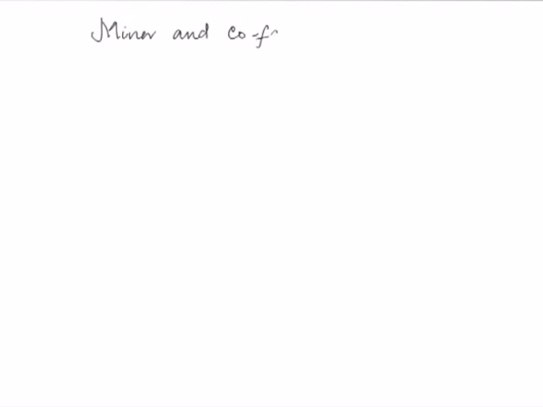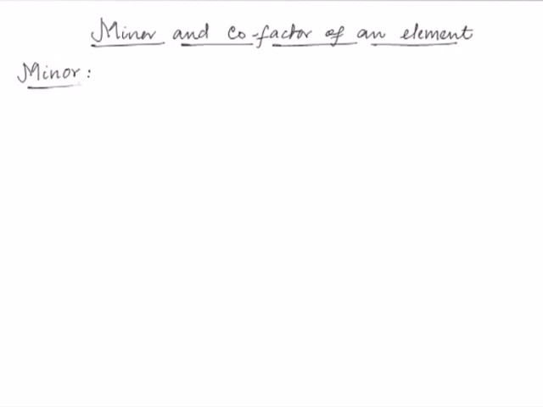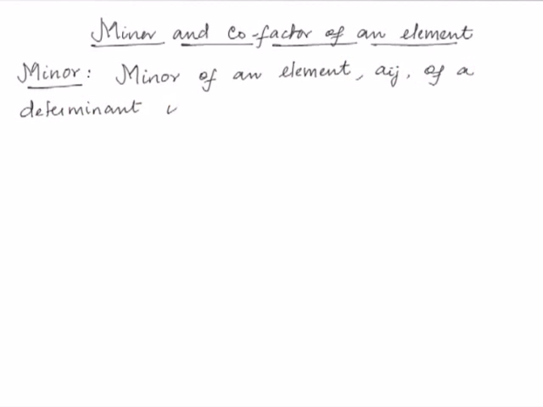In this video, we are going to understand about minor and cofactor of an element. Minor of an element. Minor of an element Aij of a determinant is obtained by deleting the ith row and jth column in which the element Aij lies.